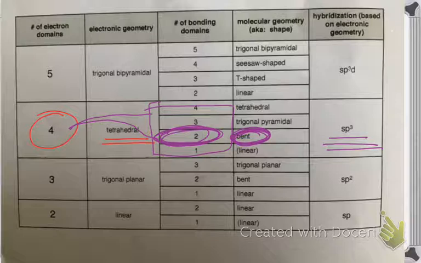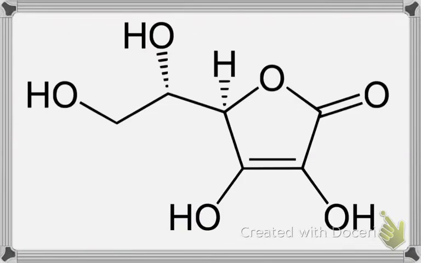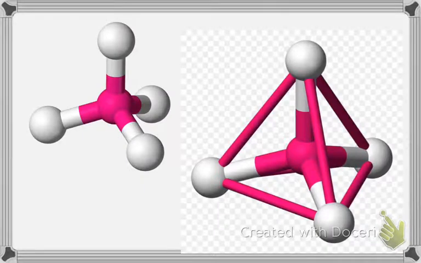In the classroom, you would not have this sheet to use when you took your test. You would have to have all these. You would just know them. Okay, I realize that I can't control that when you're taking your test at home. But let's talk about where the name tetrahedral comes from. Okay, these are the two images I wanted to use.